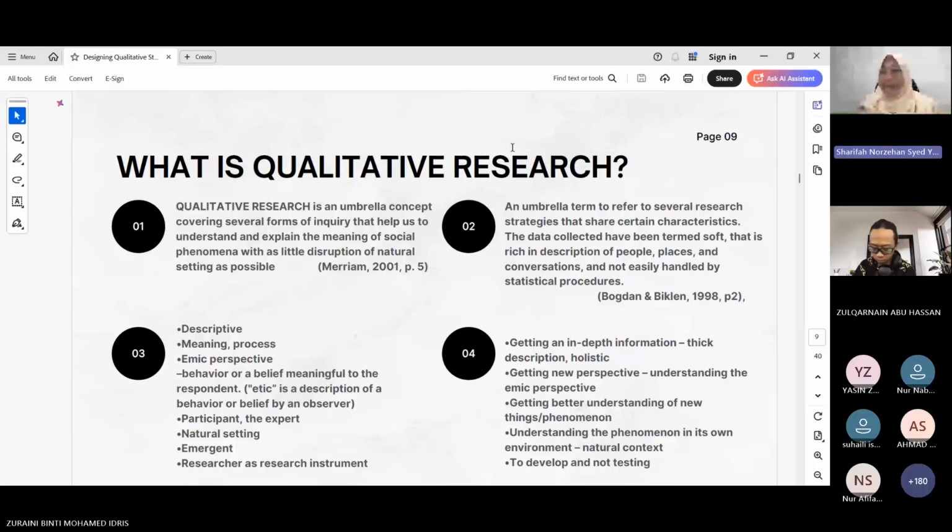In quantitative, it is called a pilot study. In qualitative, we call it a preliminary study. Some would call it a preliminary investigation. So it's about the same thing, just to confirm your concept.